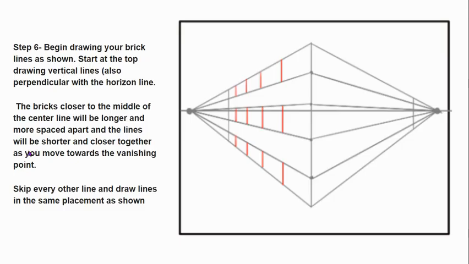Now you will begin to draw your brick lines as shown. So you will start at the top drawing vertical lines, also perpendicular with the horizon line. The bricks closer to the middle of the center line will be longer and more spaced apart, and the lines will be shorter and closer together as you move towards the vanishing point. So notice again how the bricks get smaller and closer together as they get closer to the vanishing point. Skip every other line and draw lines in the same placement as are shown here.